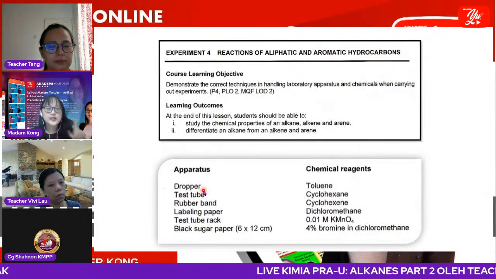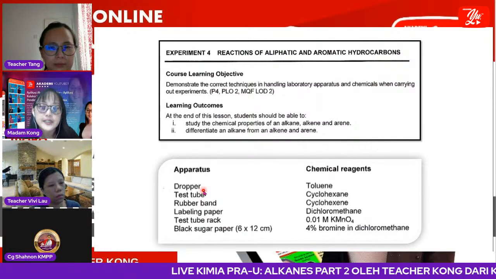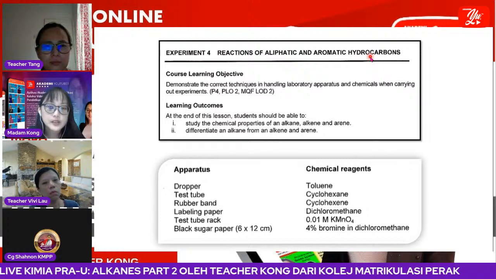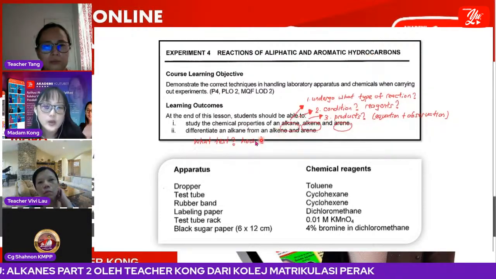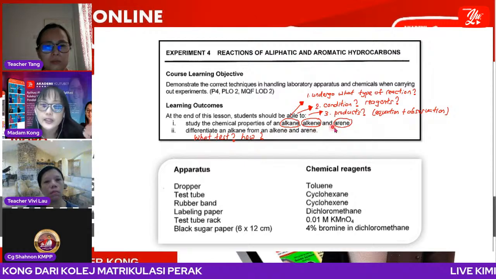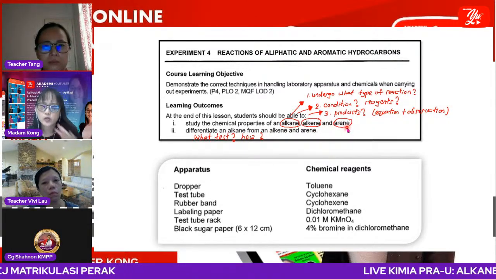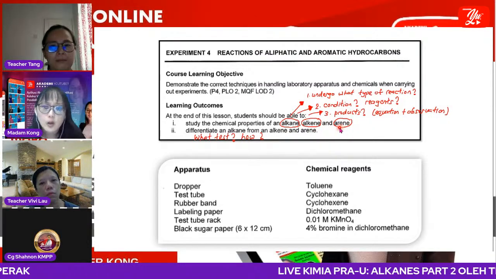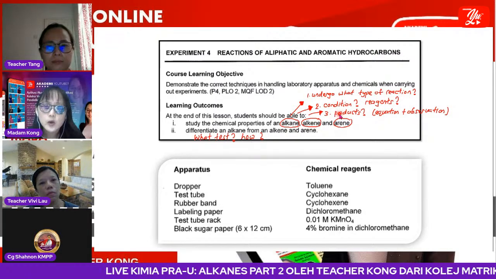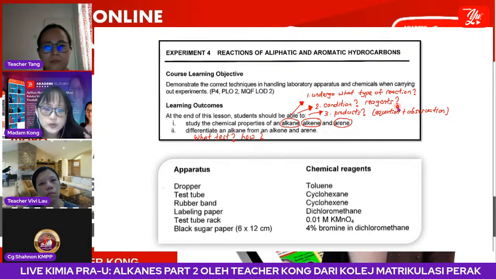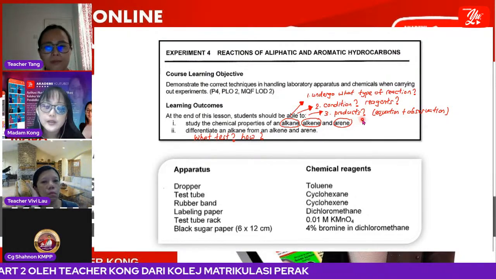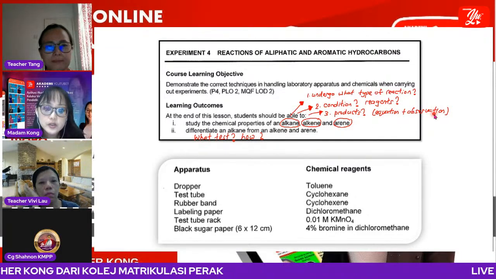Okay, so this is one of the experiments for the matriculation syllabus, reaction of aliphatic and aromatic hydrocarbons. So the learning outcome, the objective, is that you have to study the chemical properties of alkane, alkene, and arene. So you must know what type of reaction the compound undergoes, what are the conditions or reagents that we need to use, and what are the products. You can show the products by a balanced equation or observation.